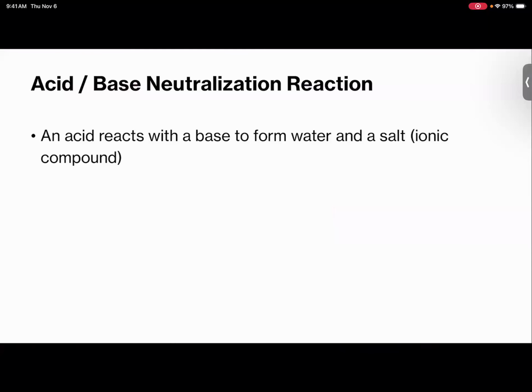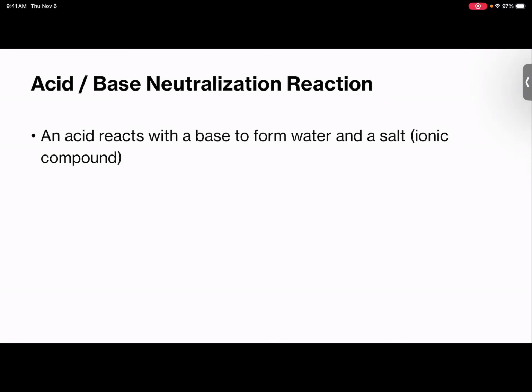So, first of all, when we talk about an acid-base neutralization reaction, it is identifying the reactants. You have an aqueous acid, an aqueous base. One of the products will be the pure liquid water, and the other product will be an ionic salt.